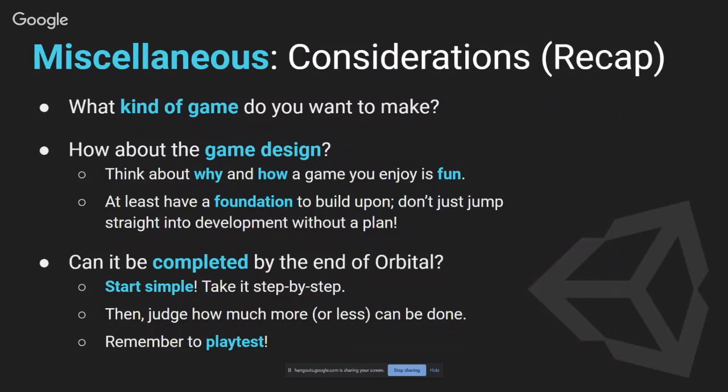So always remember, the first thing you do when you decide what kind of game you want to make is to think of a game that's fun, but second, and also very importantly, make sure that you can finish it within 3 months for Orbital. That's one of the most important things. You do not want to say, oh, I want to make the next Candy Crush, or the next RPG like World of Warcraft, because definitely you can't do it in 3 months. There's no way.